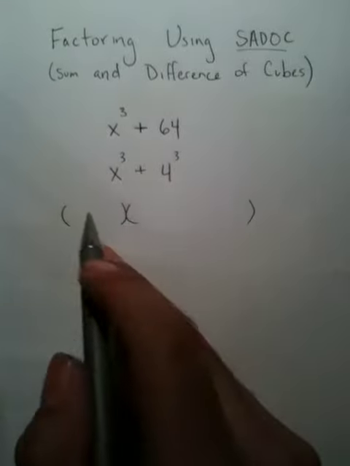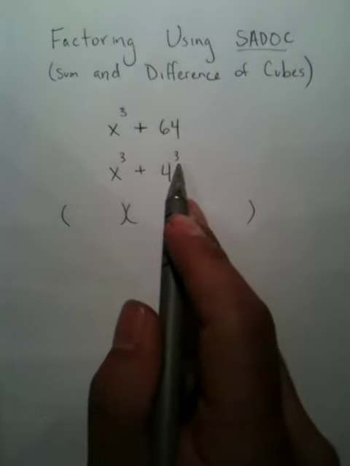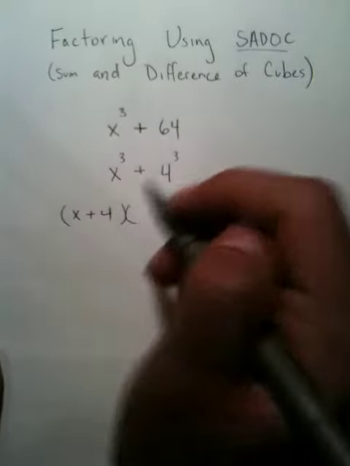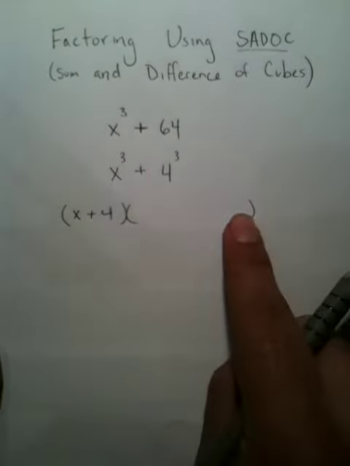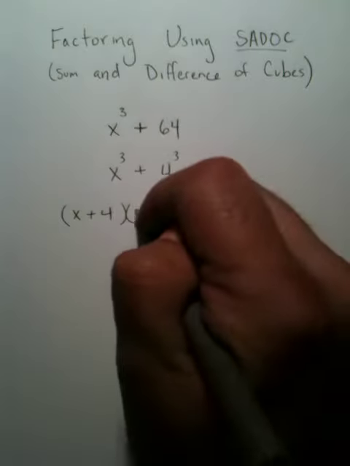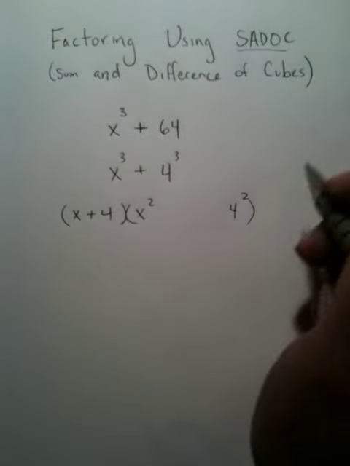This binomial is actually the easiest part to set up. It matches your original binomial, except it doesn't have any powers. So you'd say it's x plus 4. This part inside, it starts with your first term and ends with your last term. So I would start with x and I would end with 4, except you need to put a power of 2 on each of those.